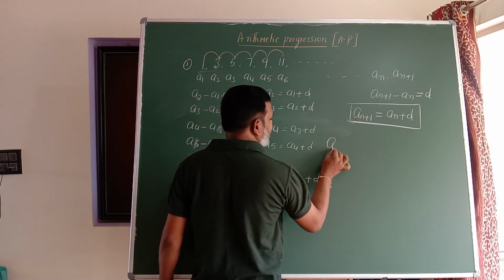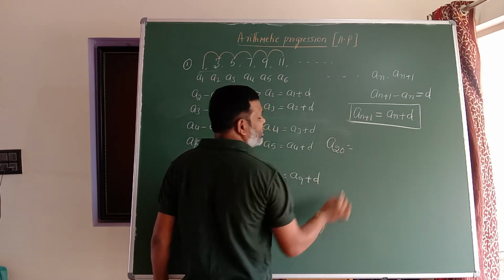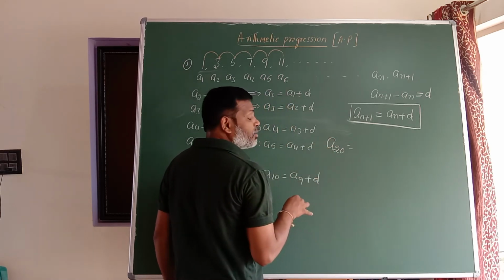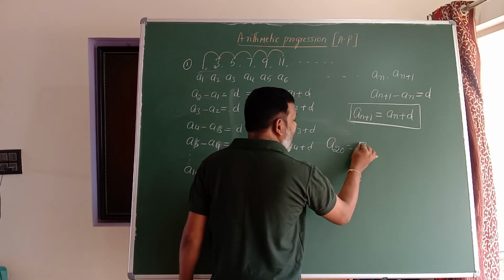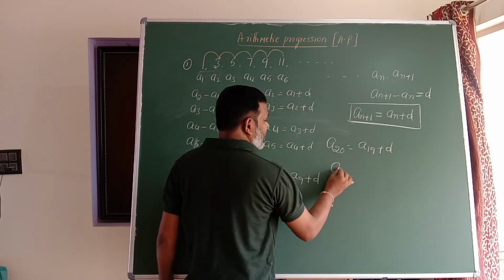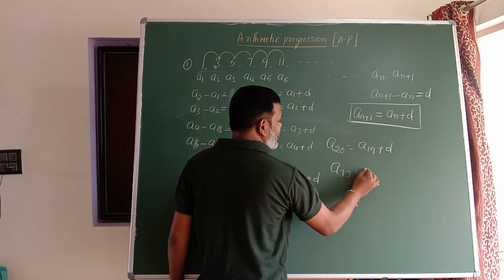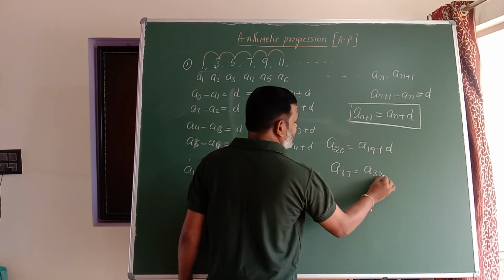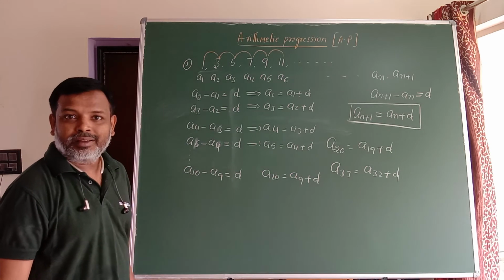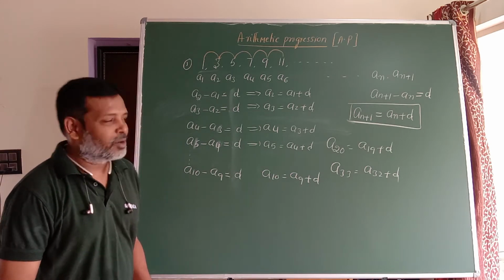Suppose you want to get A20, how will you get A20? A20 is given by, what is the previous term of A20? A19. Add the common difference to the previous term. So A33, what to do here? A33 is given by A32 plus D. This is the way. Got my point? Okay, very fine.